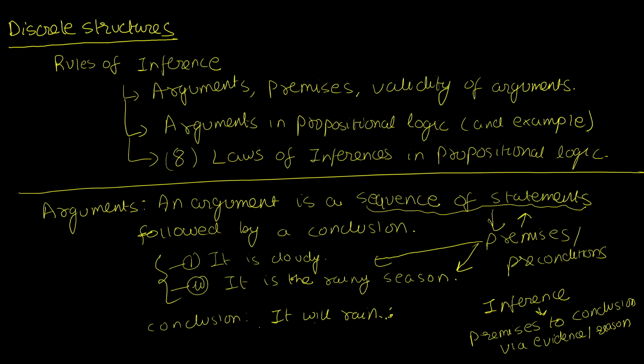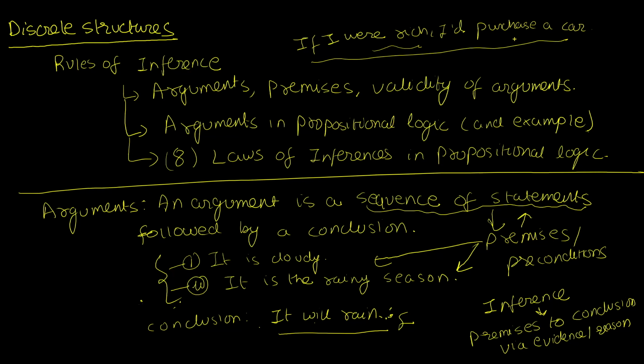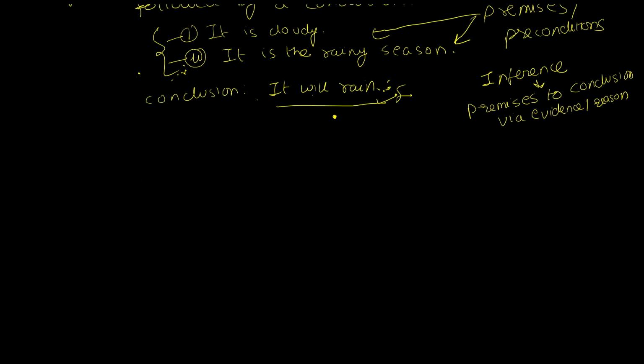Let me show you with an example. If I were rich, I would purchase a car. So this is a valid argument. I am not rich, neither do I have a car. But I can conclude that this argument by itself is valid because I am only claiming if I were rich, I would do this. And the only situation where this argument would be invalidated is if I were rich but still didn't purchase a car. Therefore, the validity of an argument does not directly depend on the validity of the premises. All that a valid argument requires is that if these premises are true, the conclusion also must be true. So with that idea in mind, let's look at another example.